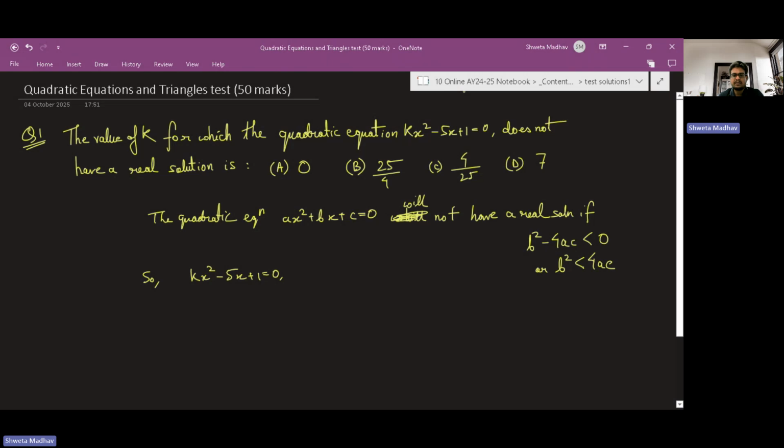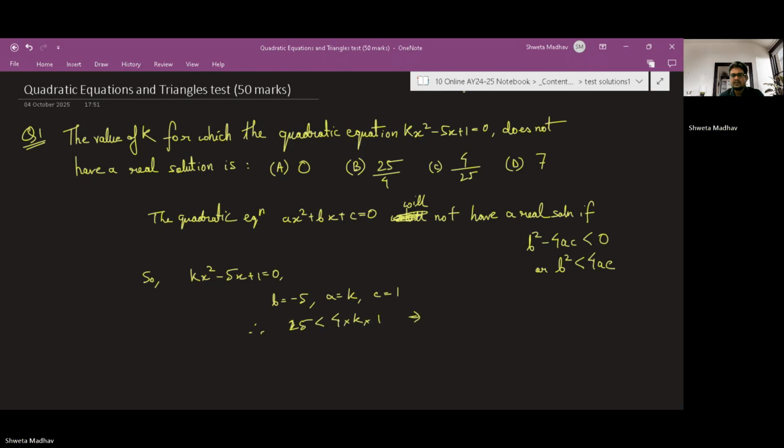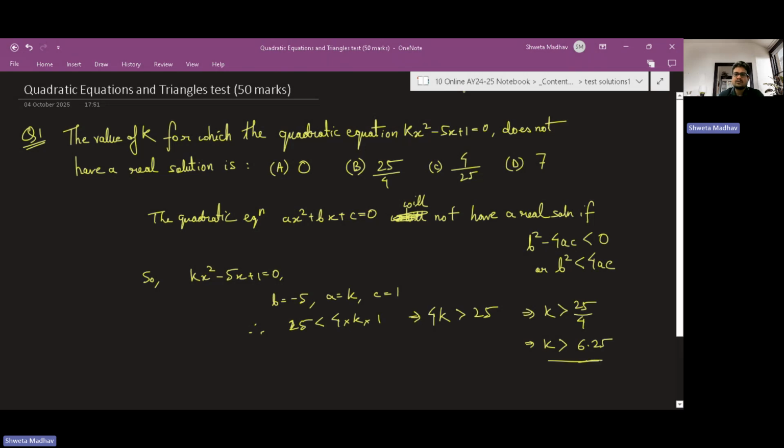So it means that here b is minus 5 and a is k and c is 1. So therefore b square which is 25 should be less than 4ac, means 4 into k into 1. So it means 4k should be greater than 25, so k should be greater than 25 by 4. It means k should be more than 6.25. So any value of k we can take which is more than 6.25. So we can take 7. So option D is the correct answer.